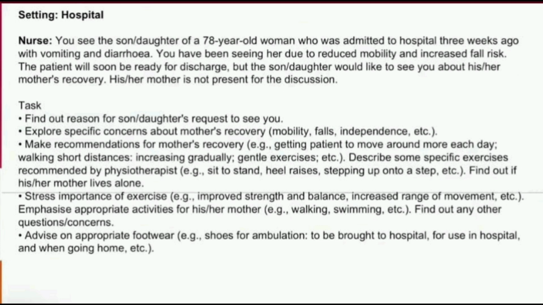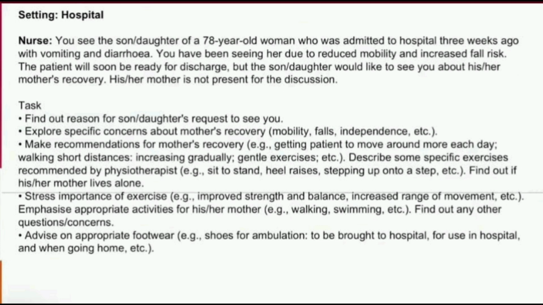In this, avoid compound sentences or leading sentences, because they will cause confusion in your conversation and some relevant data will be missed. So you can easily make short sentences for your conversation. Like this, the second task is mainly to explore, which means we have to find out any kind of concern from the daughter regarding the mother's recovery.